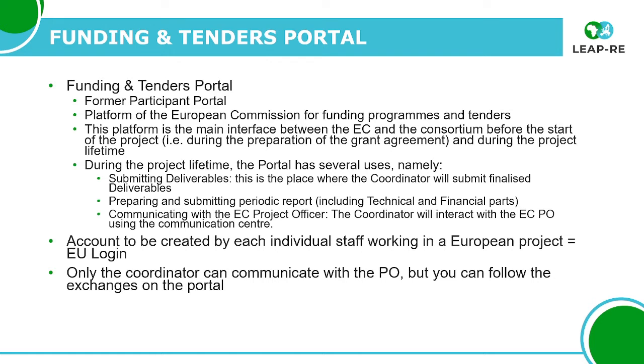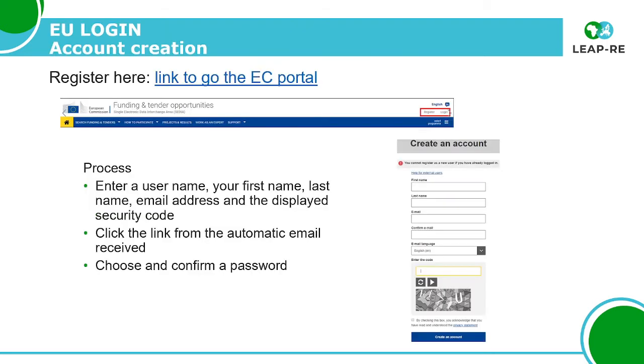We will now have a look at how you can create your personal account on the portal. When implementing a project, make sure everyone has an account that needs it for their contributions to the project. To get to the portal, just click the link on this slide or Google Funding and Tenders portal. Click on the Register button at the top right and follow the prompts. It's a fairly basic registration process.